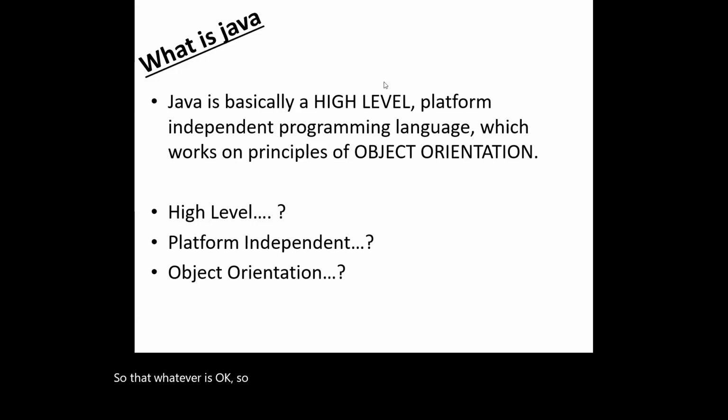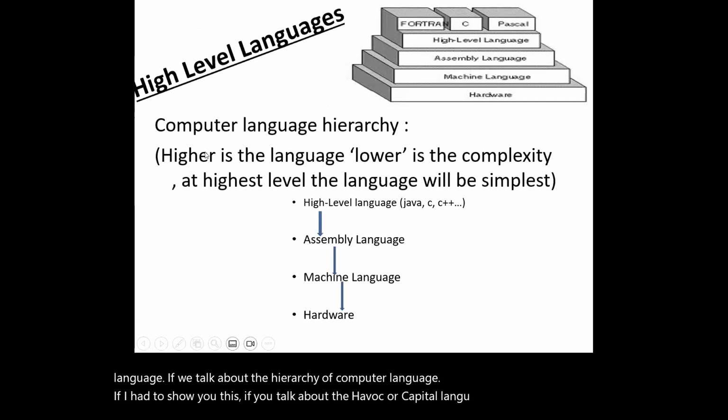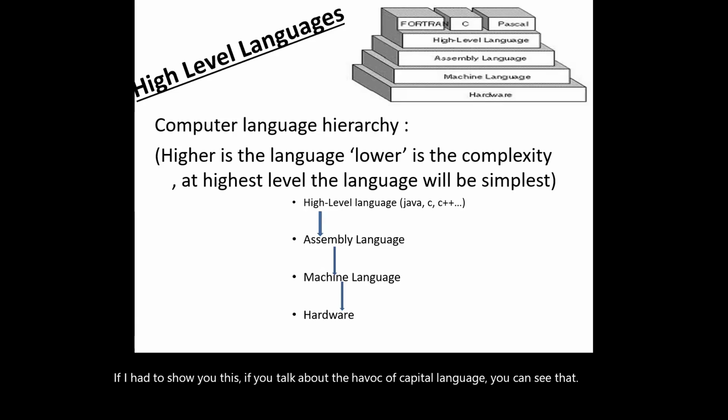Okay. So if I show you this right now, high level means English-like language, which you can understand. For example, if we talk about the hierarchy of computer language, we can see that right now almost every computer language is a high-level language.